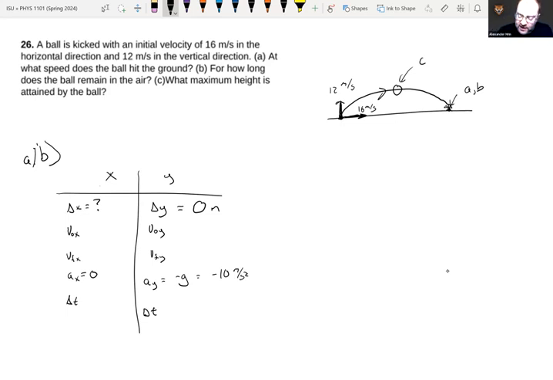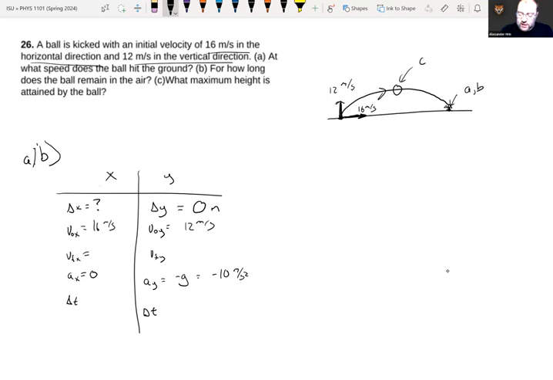But they actually do break V initial X and V initial Y into components for us, which makes this a little bit more straightforward. The V naught X is going to be 16 because that's the 16 meters per second in the horizontal direction. The V naught Y is going to be 12 meters per second in the vertical direction.